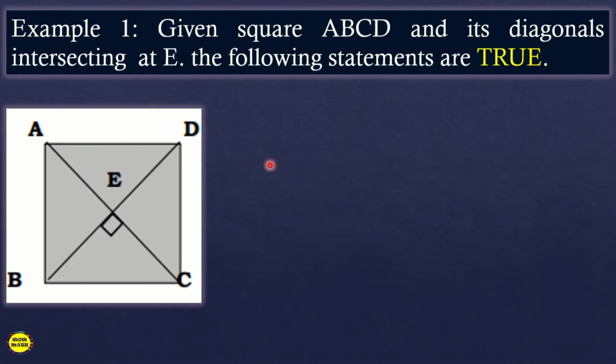Yung mga ipapakita ko sa inyong statement ay nagsasabi na true ito. Kagaya ng AB is congruent to BC and also CD and DA. Kagaya ng sinabi ko kanina, all four sides of a square are congruent. Kaya true yung statement na to.